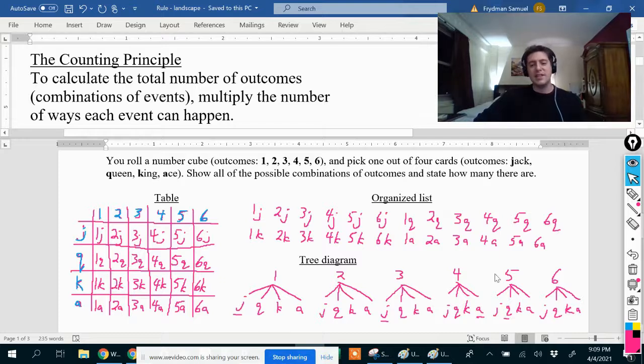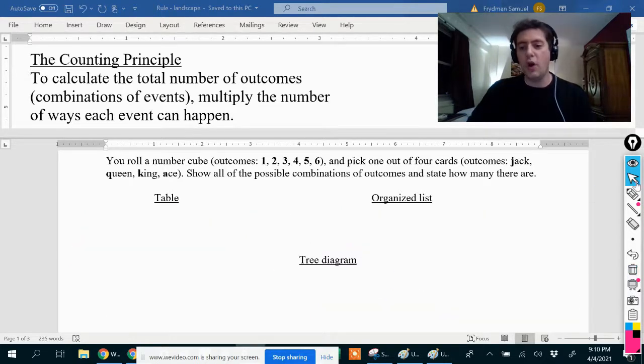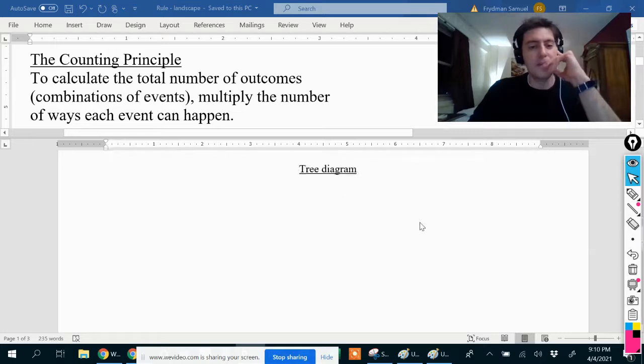So if each of these 6 outcomes here has 4 branches coming out of it, then how many branches are there altogether? Again, instead of me actually counting every single one, we could just do 6 times 4, and that tells us that there are 24 combinations, okay? So that's the counting principle. And let's just do one more example now.